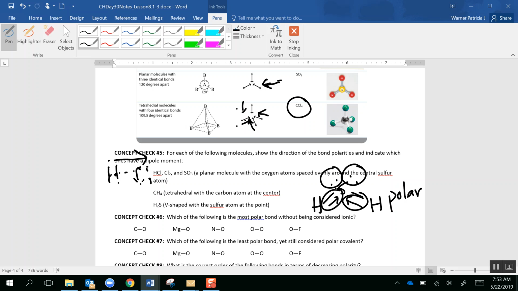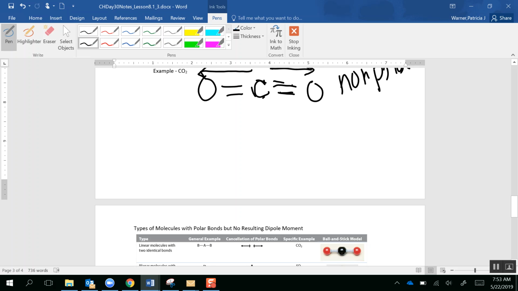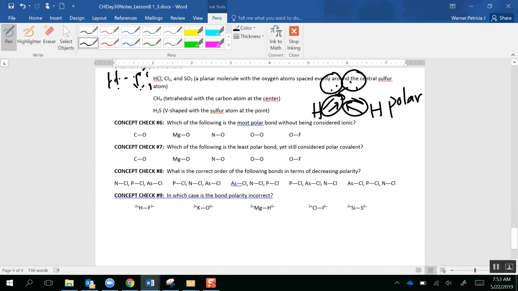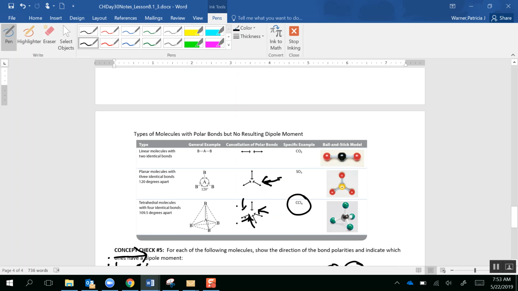All right, so let's look at these last few concept checks here. Concept check 6: which of the following is the most polar bond without being considered ionic? Okay, so ionic means metal, nonmetal, and so this one is going to be ionic because magnesium's a metal and oxygen's a nonmetal. So the rest of them we're combining with oxygen. Which of those atoms is the farthest from oxygen on the periodic table? Carbon, nitrogen, fluorine, or oxygen itself?